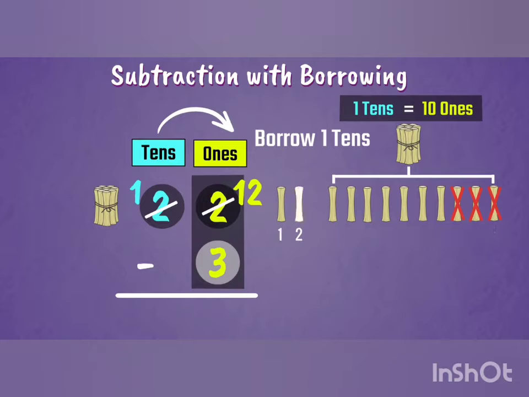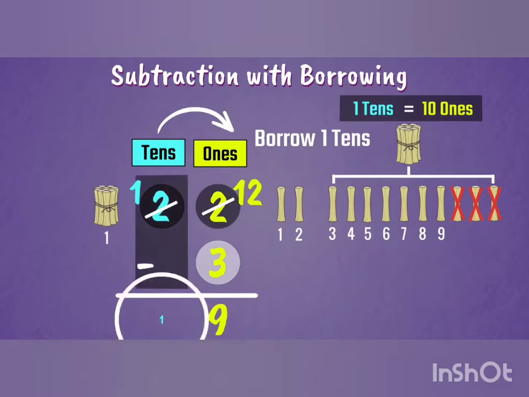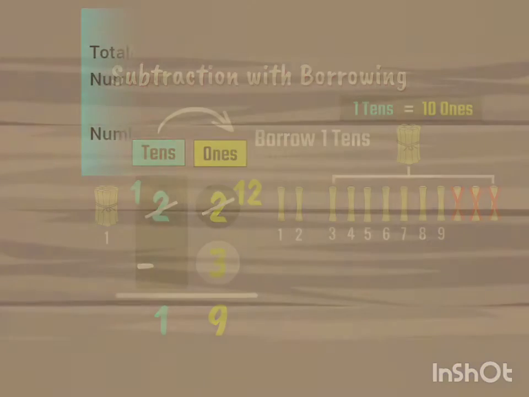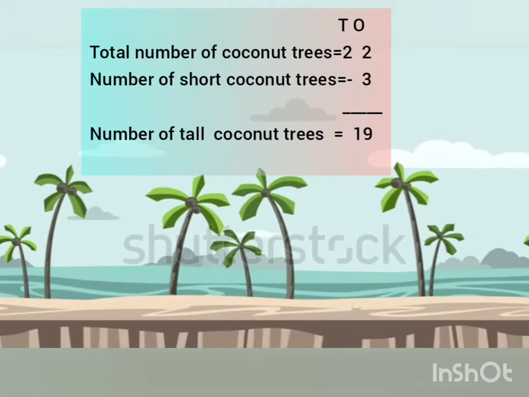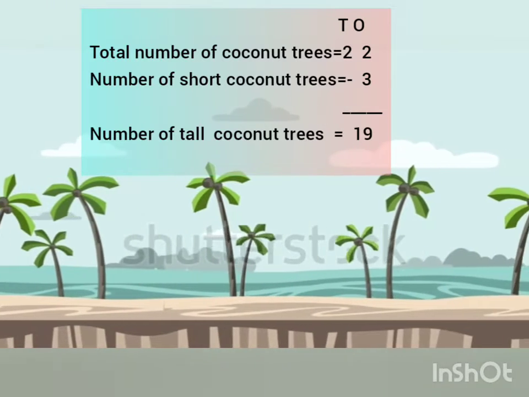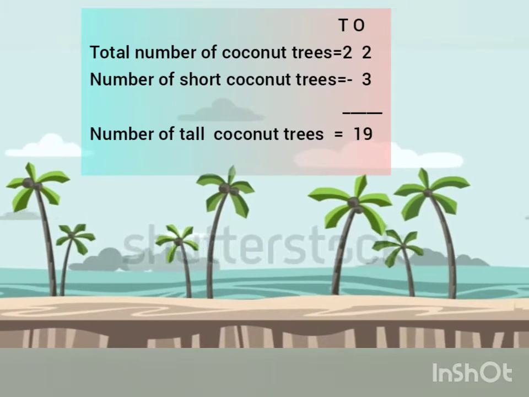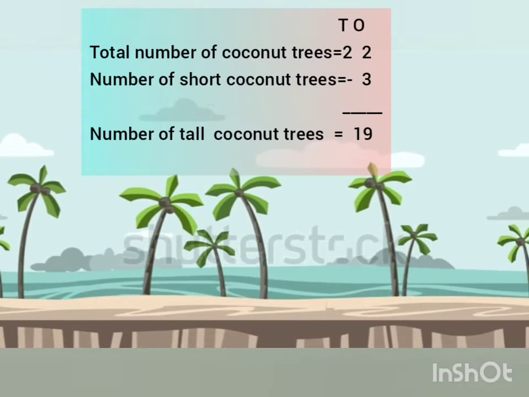So how many left? 1, 2, 3, 4, 5, 6, 7, 8, 9. So at ones we will write 9. Now let's come to tens place. Here we will write 1 because we have only 1 left there. So our answer will be 19, means the number of tall coconut trees equals 19.